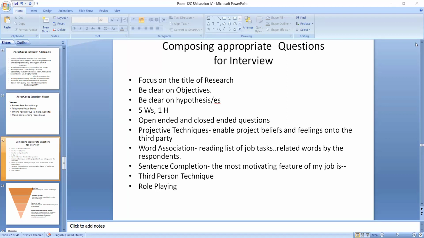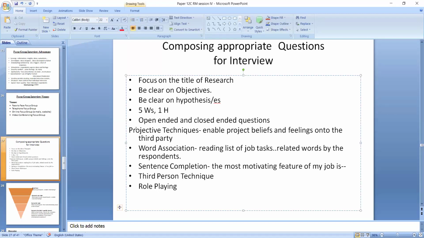Anyone knows what a projective technique is? Okay, some examples are given below. Projective techniques: word association, sentence completion, third person techniques, role playing. These are various methods by which you come to know the broader areas which you are studying.